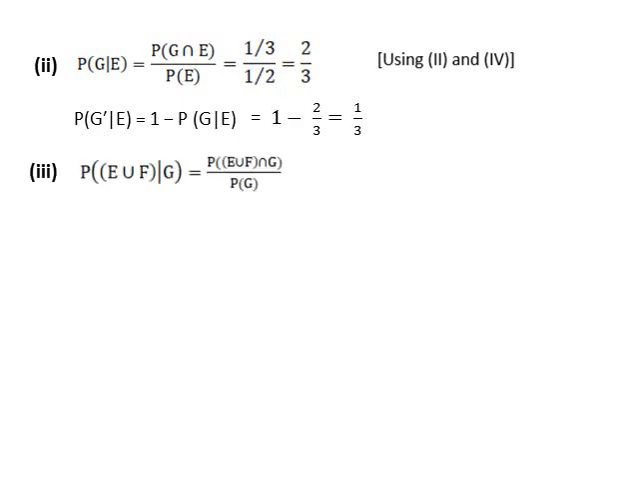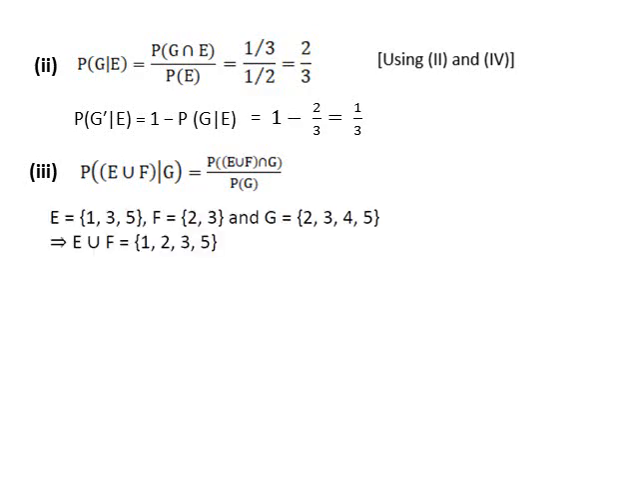Next, probability of E union F given G equals probability of E union F intersection with G upon probability of G. We have already calculated probability of G equals 2 by 3. For probability of E union F intersection with G, first we need to find favorable outcomes of E union F intersection with G. Here, favorable outcomes of E union F equals 1, 2, 3 and 5.